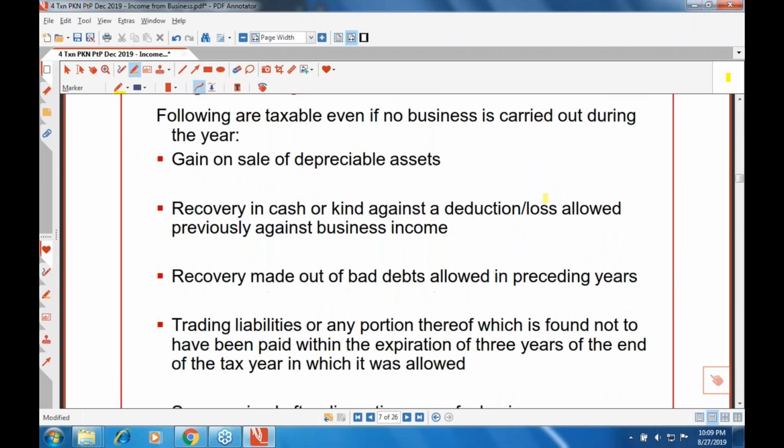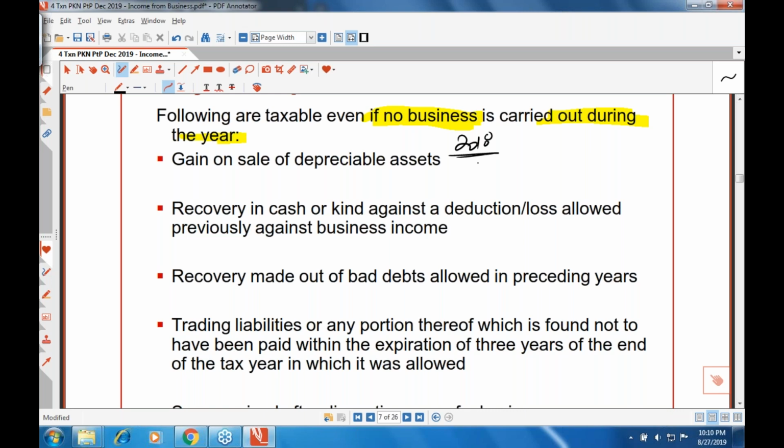The second thing is that the following are taxable even if no business is carried out during the year. Now what exactly are they? Number one, the gain on sale of a depreciable asset. Now let's try to understand. You were running a business and you closed the business in 2018. You discontinued your operation in 2018.